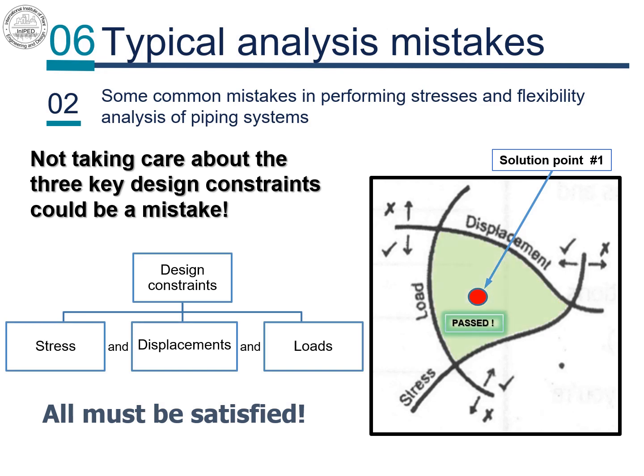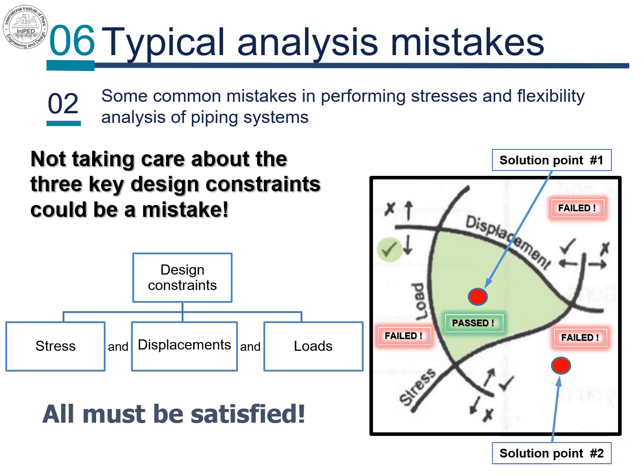If the solution point is outside of the triangle straight away, it means that the overall solution is in the failed mode. But to find out which criteria has not been satisfied, we need to look at each individually. For example, if we look at solution point number 2, the displacements criteria is yes, the load criteria is also yes, but the stress criteria is no. So the overall status is not good, or the system has failed the analysis.